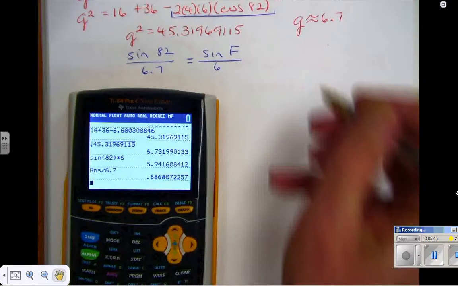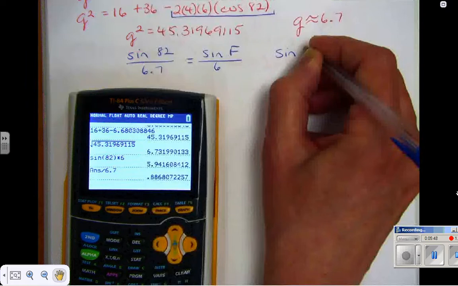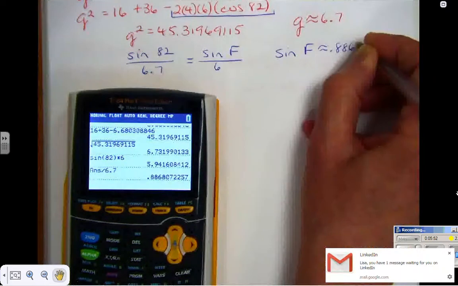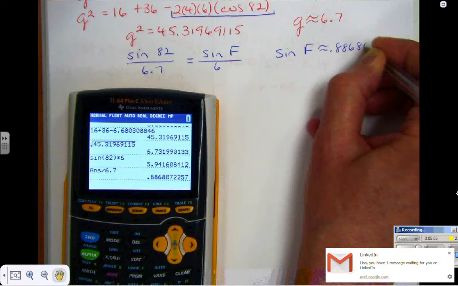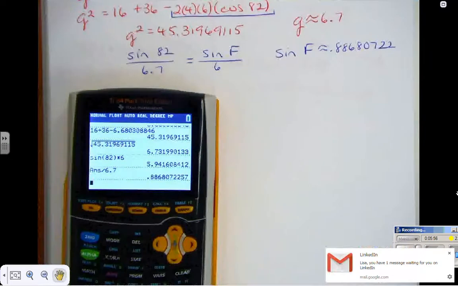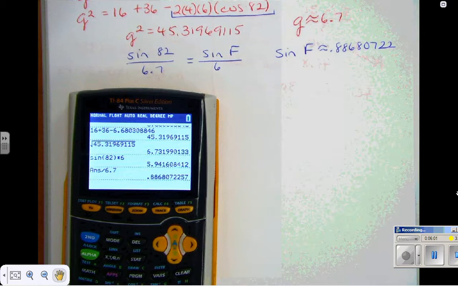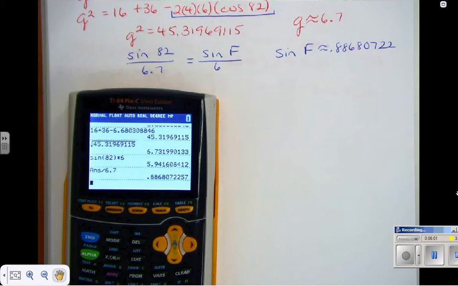So your sine for angle F is about 0.886807, and it goes on. You guys remember how to find your angle measurement when you're given the sine value? Yeah, you got to use your inverse.